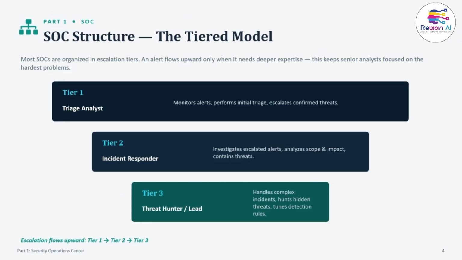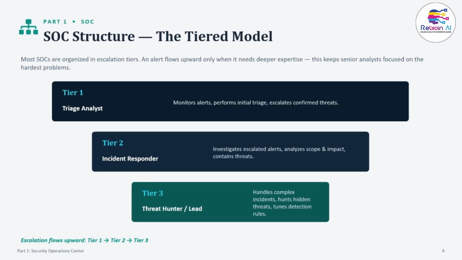Tier 1, the triage analyst. This is the front line. Tier 1 analysts watch the incoming stream of alerts, do the first check to see if something looks suspicious, and either close it out if it's harmless or escalate it upward if it looks real. Tier 1 handles the highest volume of alerts. That's why it's the widest bar in our pyramid.